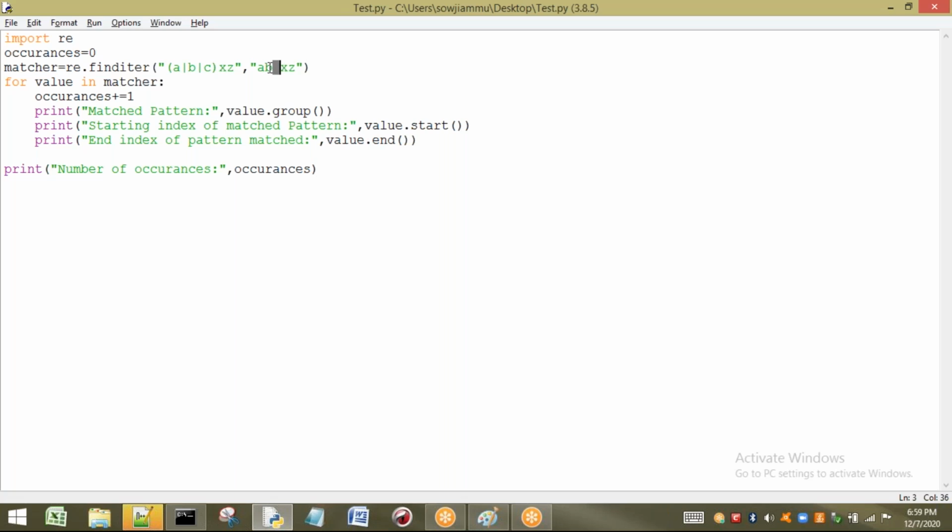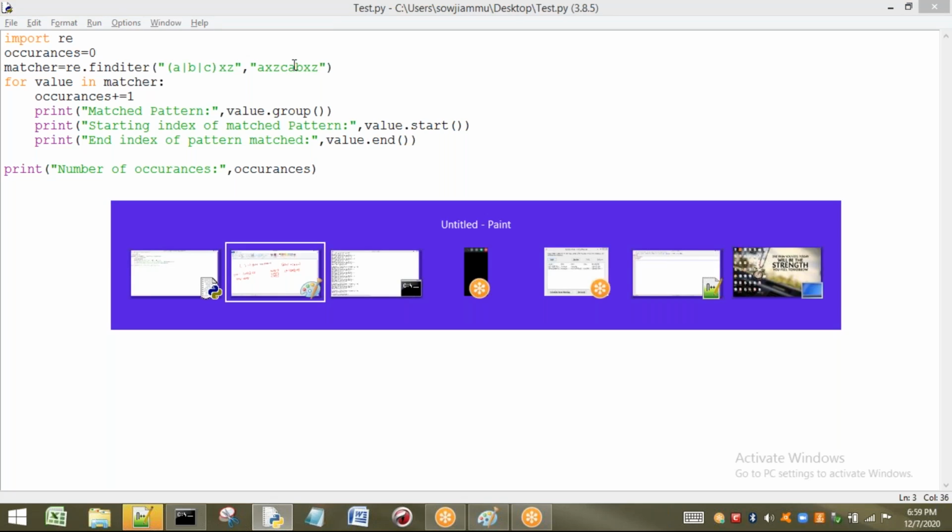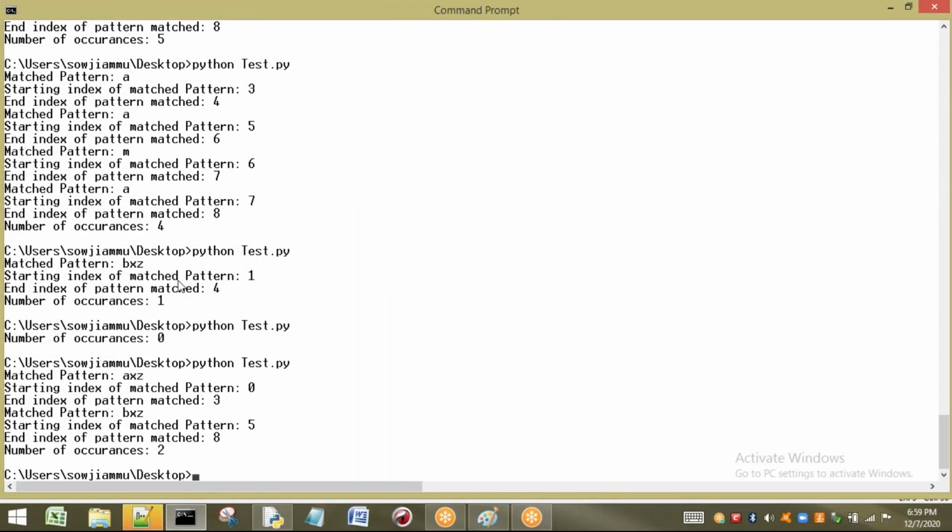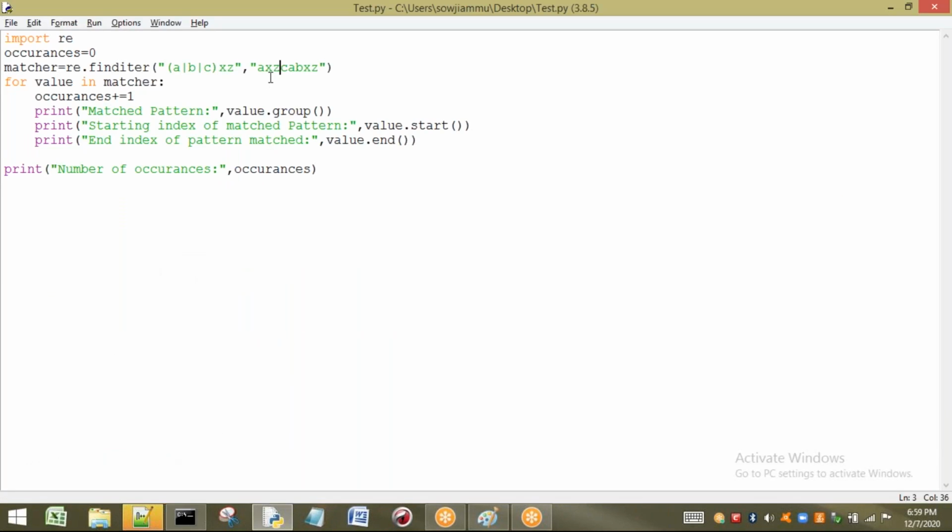Right. Now let us go to a few more examples. I will take some long string, for example AXZ, with some space, then CABXZ. If you give spaces or not, there is no problem; I will remove the space also. Now observe, how many occurrences are there? Two occurrences: AXZ and BXZ. So these two occurrences are found.